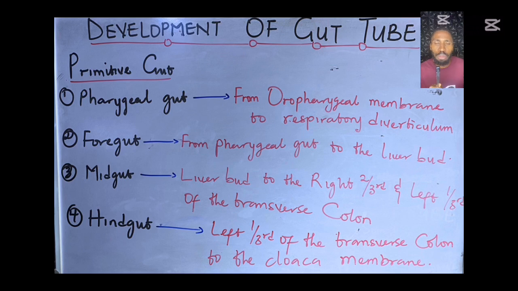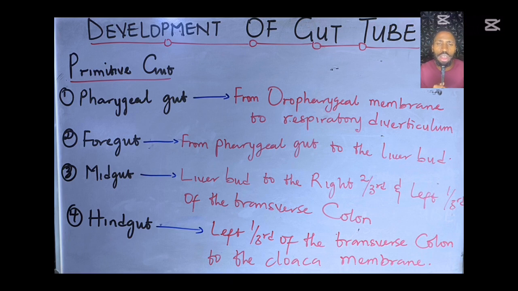So this part of the pharyngeal tube also forms part of the foregut, because the respiratory diverticulum forms in the ventral wall of the foregut. Don't forget it. So now this part, which is part of the oropharyngeal membrane, develops into the embryology of the head and the neck. Don't forget it.